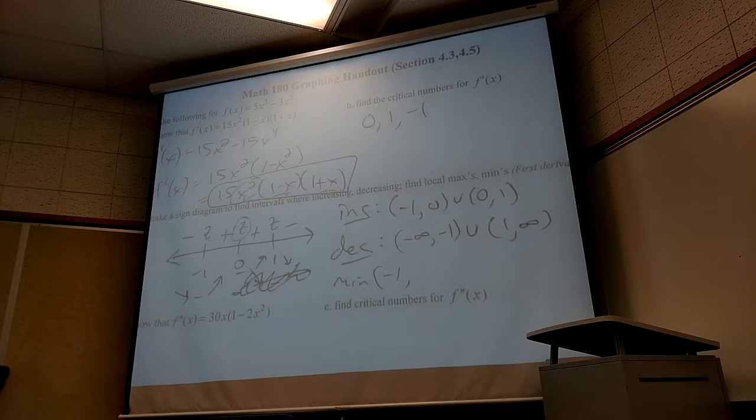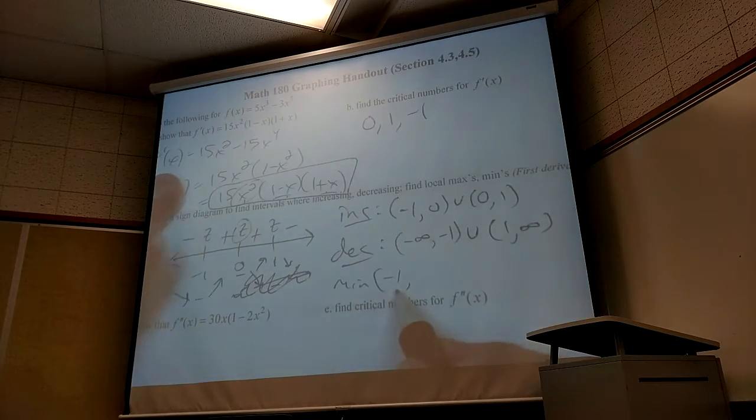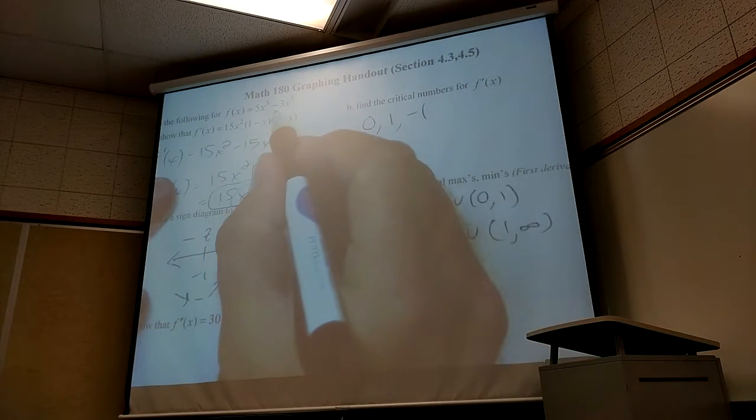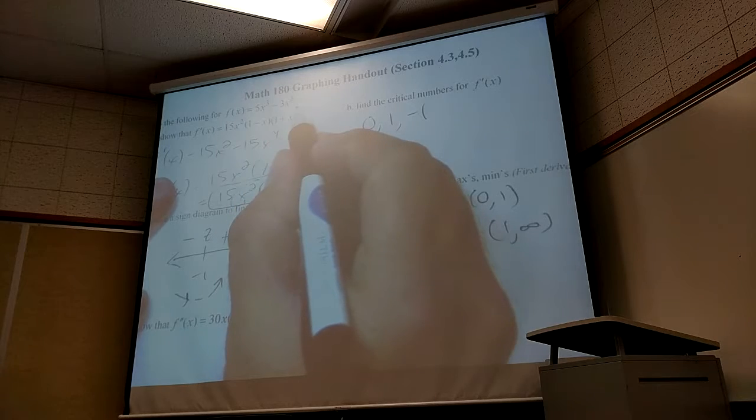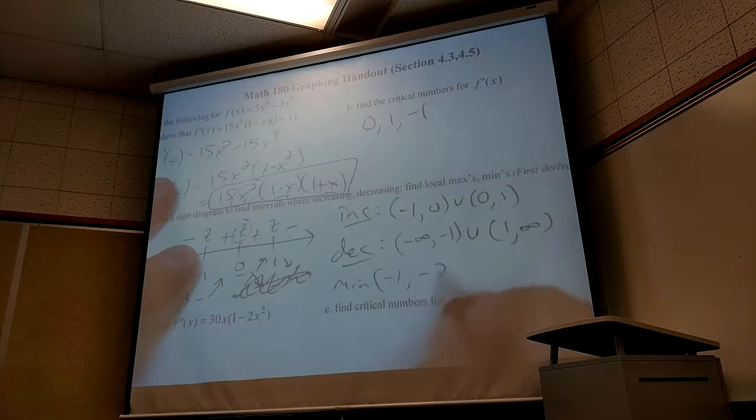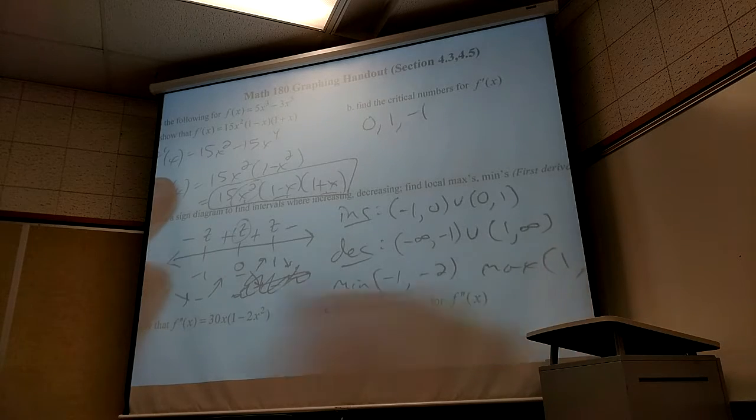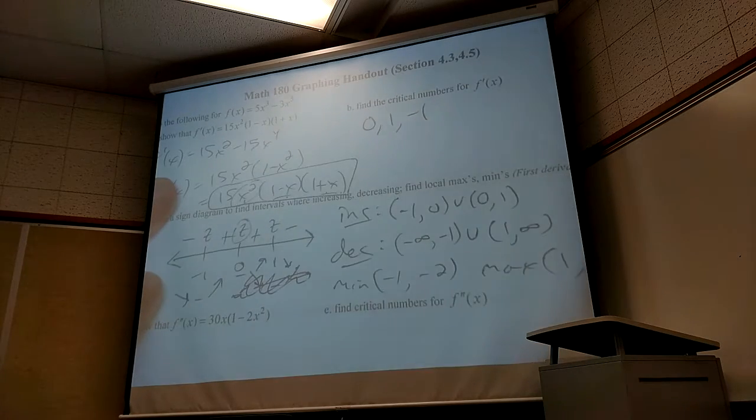I already know what the slope is there. Why would I go and plug it in? So when you put a negative 1 in, you get negative 5 plus 3, negative 2. And then the max is going to be at 1, yeah, 2.